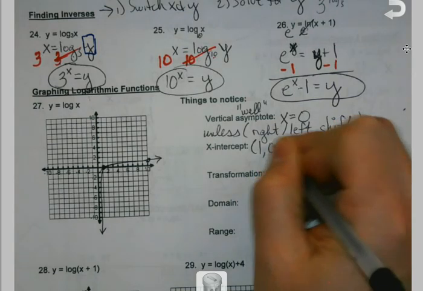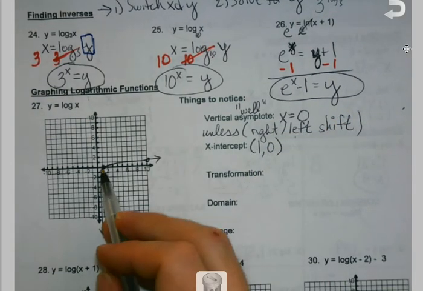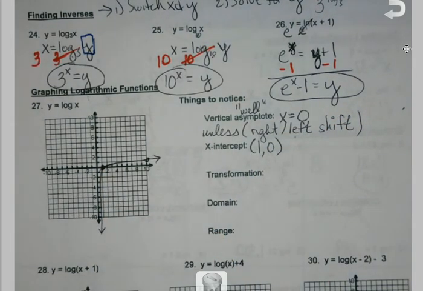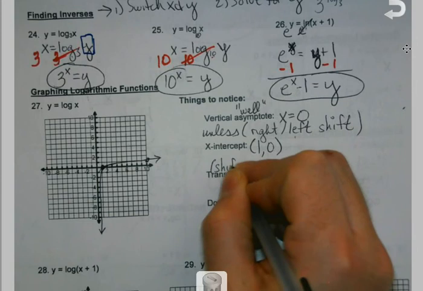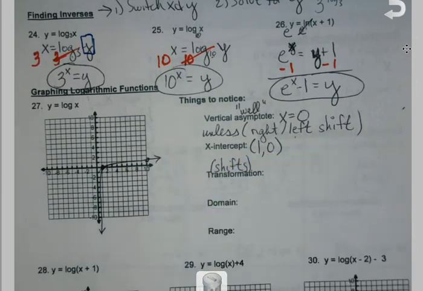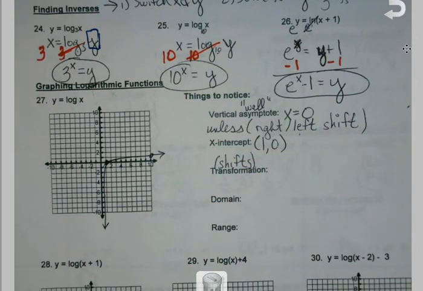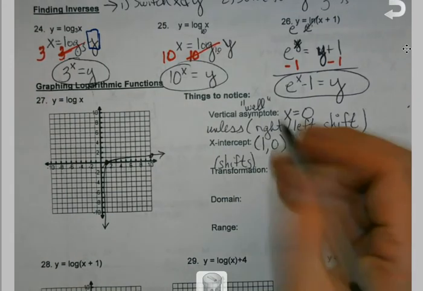My x-intercept is at (1, 0). We figured that out just from graphing it. And then transformation, and some of you left these blank on the quiz, and we talked about this. It's just a fancy way of saying shifts, but we're getting you into the math lingo here. There's going to be shifts on these? Yes, just like there have been on anything else.